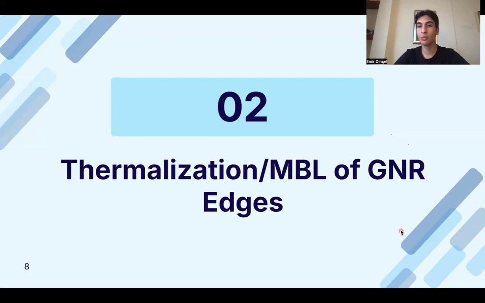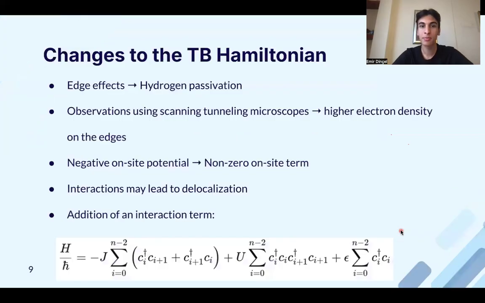Now let's move on with the thermalization and many-body localization of graphene nanoribbon edges. In this process, we will be using the tight binding Hamiltonian and adjusting it according to edge effects such as hydrogen passivation, where hydrogen atoms bond with carbon atoms on the edges of graphene nanoribbon as we are cutting graphene. This further causes the electron density to be higher on the edges, which can be observed using scanning tunneling microscopes.